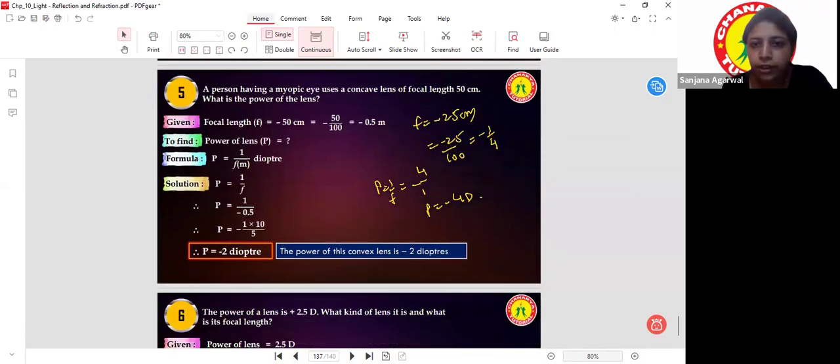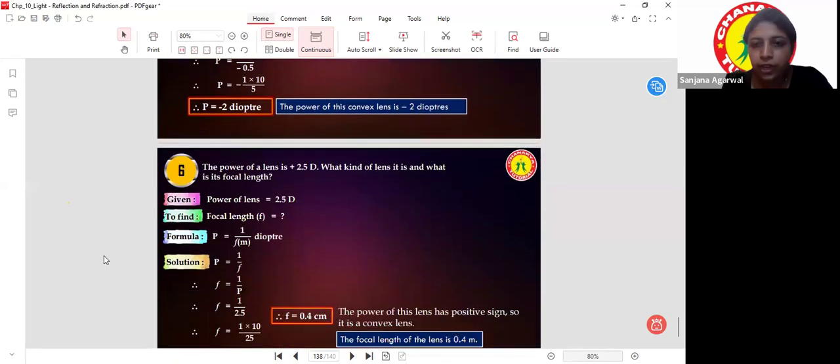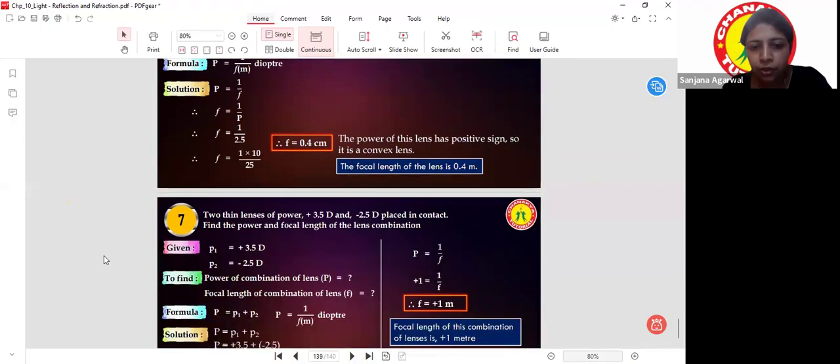A person having a myopic eye uses a concave lens of focal length 50 centimeter. What is the power of the lens? Children, please keep solving. There are ample questions here. You can pause the video and solve. The power of a lens is 2.5 diopter. What kind of lens is it and what is its focal length? All the questions are based on just a single formula, P equals 1 by F, or it can be written as F equals 1 by P.